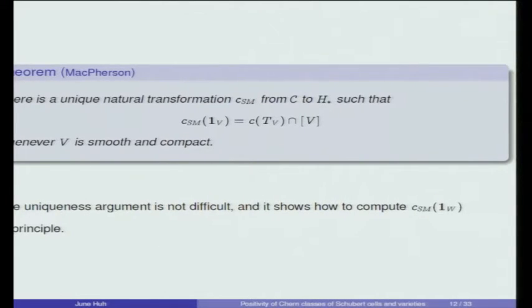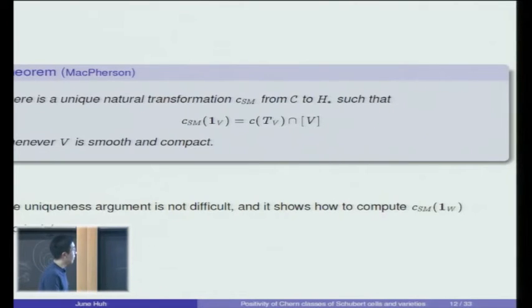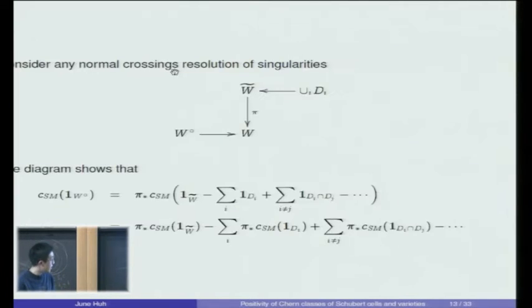And in fact, the uniqueness argument shows, in principle, how to compute in very concrete situations the Chern class CSM of 1W, say when W is any subvariety of your given variety V. So let me roughly show you how that would go. You want to compute this homology element, CSM, associated to 1W. Then here's one way of doing it.